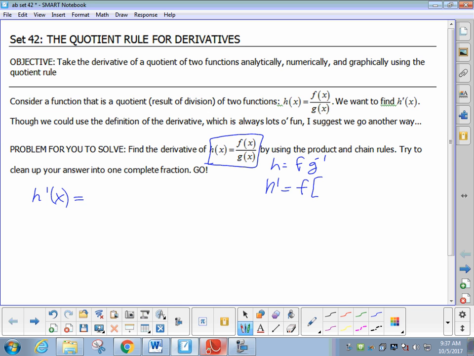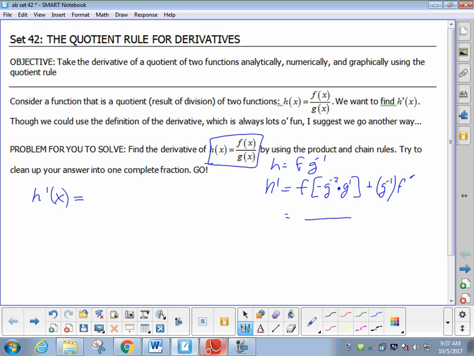Be careful. Okay, so when you take the derivative of g to the negative 1, what is it? Negative g to the negative 2, but then times the derivative of the inside, which is g prime. Chain rule. Plus, second stays the same, g to the negative 1, times the derivative of the first, which is f prime. Now that's a good start. That's the product rule. Now let's clean it up into one big fraction.